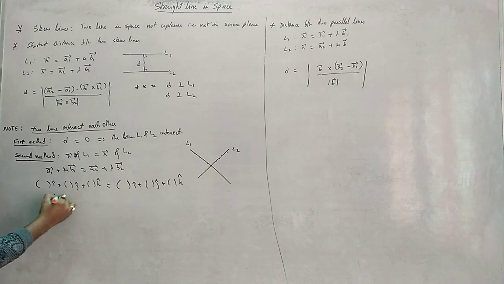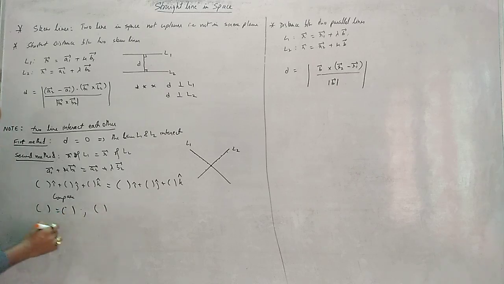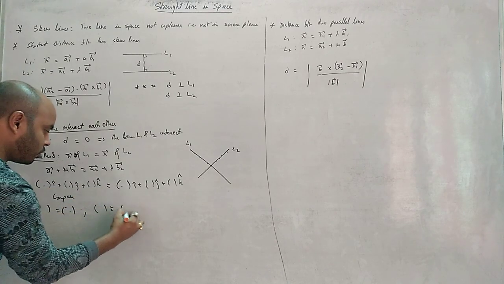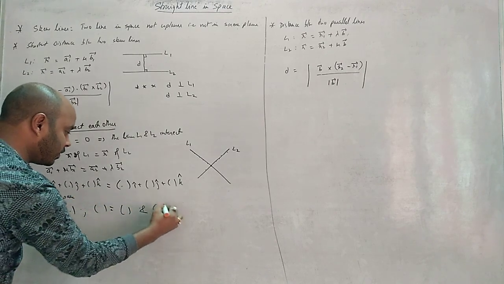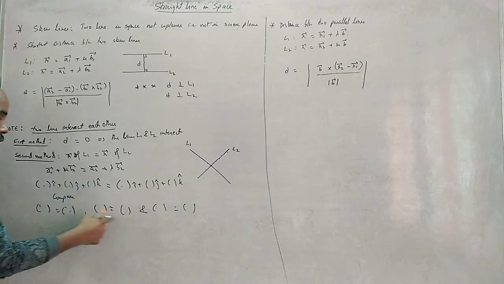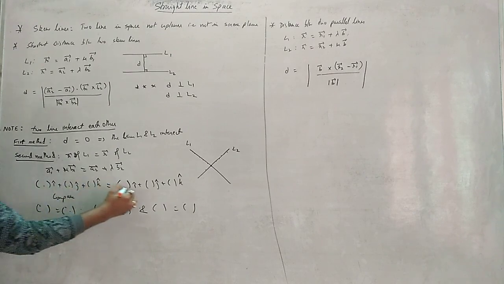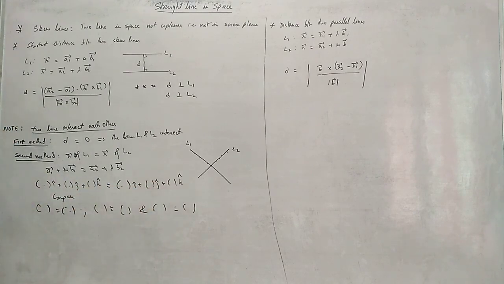Now you compare the I coefficient. You will get this equals to something, equals to this, equals again. You understand what I'm saying? This will be equals to this, and this will be equals to this, and this will be equals to this. I coefficient equal, J का coefficient equal, K का coefficient equal. So here you will get in mu form, and here you will get in lambda form. That means in terms of lambda and mu, you got 3 equations.